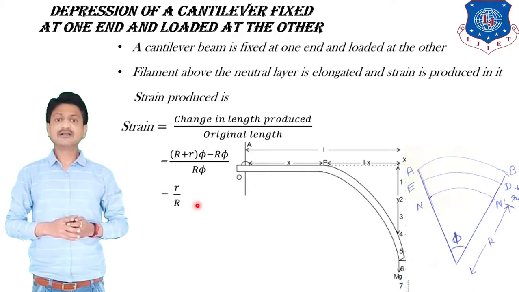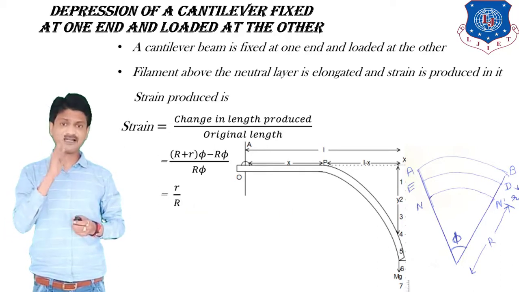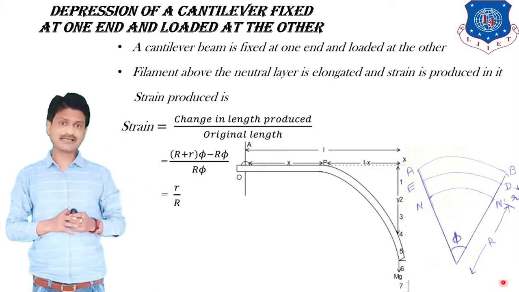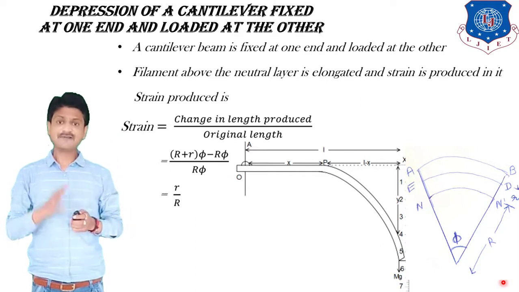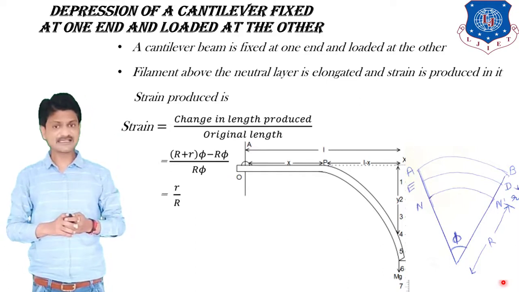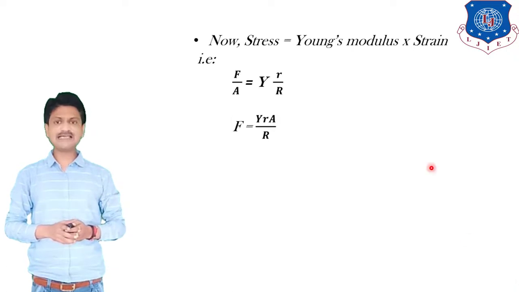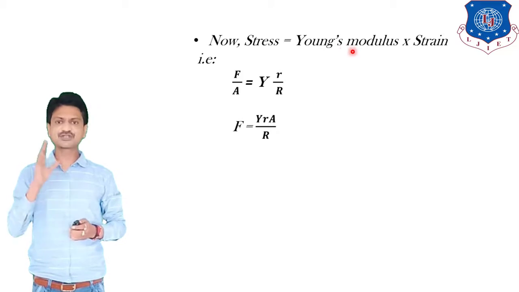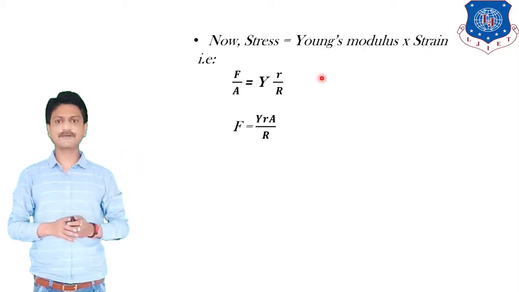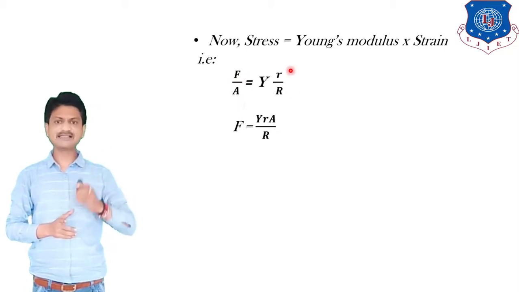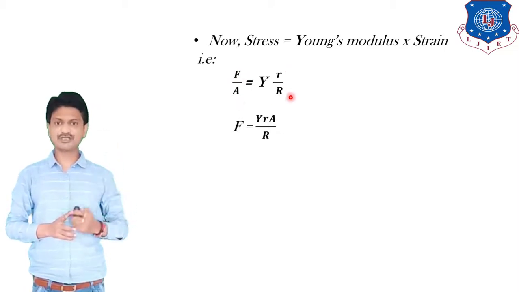Now here we can see that the filament above the neutral layer is elongated and strain is produced, which we have derived as strain is δl by R. Now we know that Young's modulus Y is nothing but stress by strain. So from that equation we can say that stress equals Y into strain. Stress is force by area and strain is change in length upon original length.